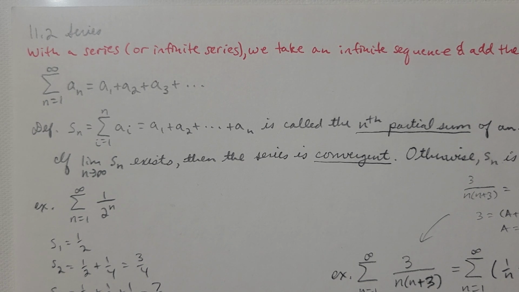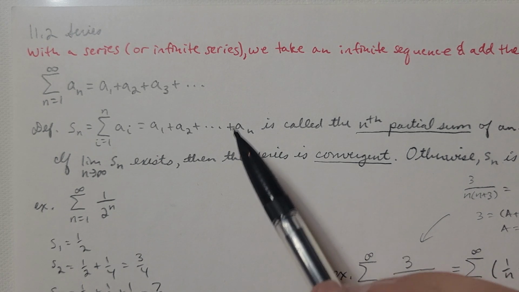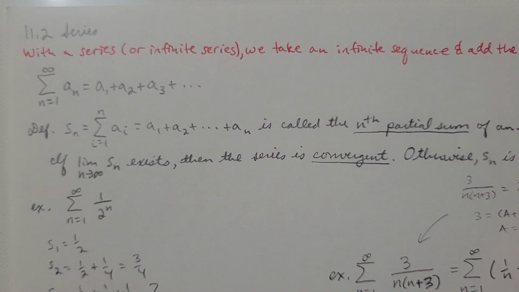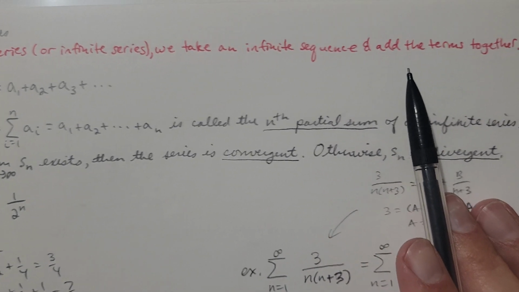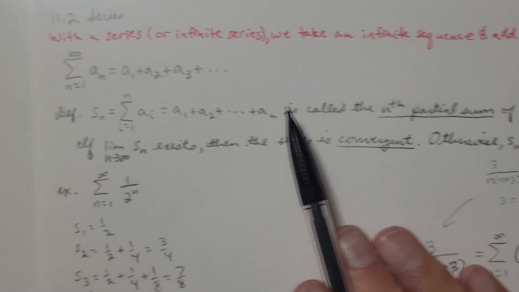Okay, we'll get started with section 11.2 here, which is called series. So the chapter is called sequences and series. Really, from 11.2 to the end of chapter 11, they're going to talk about series. Okay, so with a series, or an infinite series is what it is, we're going to take an infinite sequence and add the terms together.